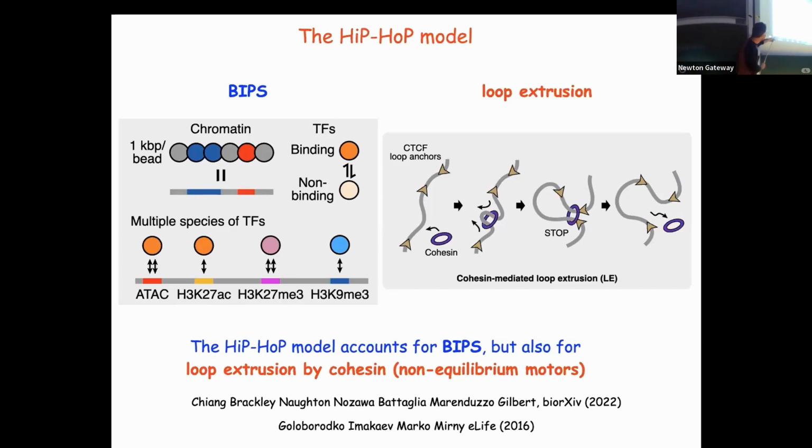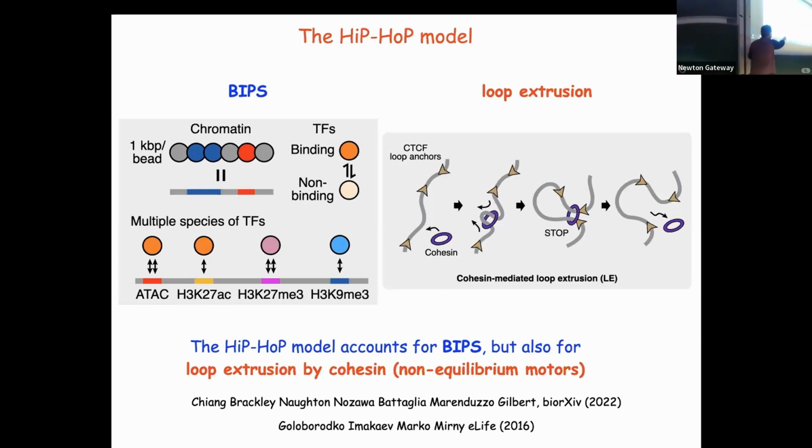These acetylated regions are open chromatin, so that's the third component of the model that I want to describe. The interaction between the protein and the ATAC sites will lead to the formation of transcription factories in this model, and in the HiP-HOP as well. So this is the first ingredient.